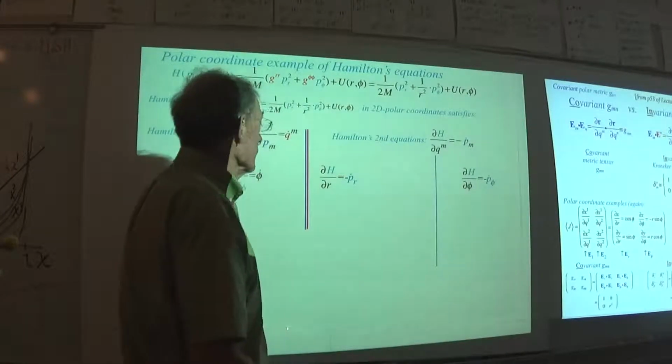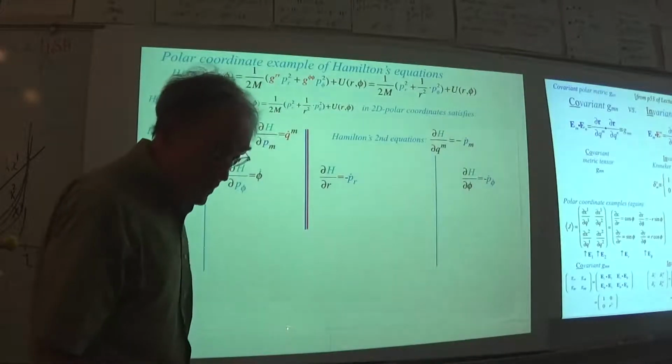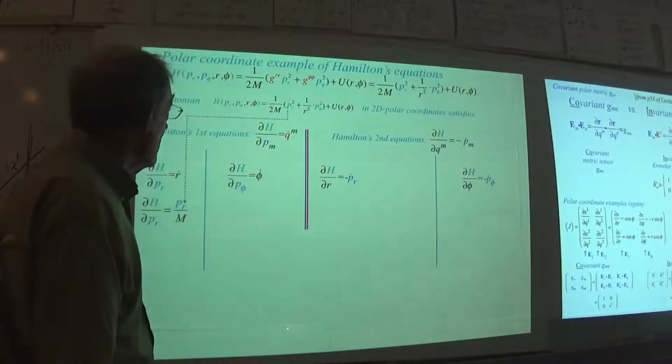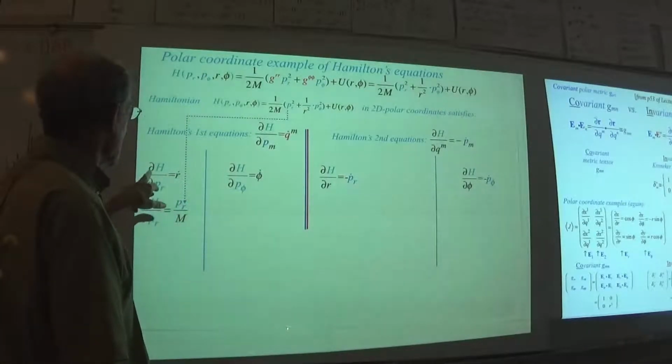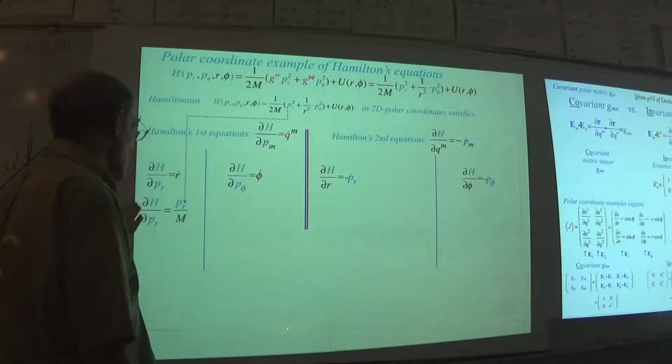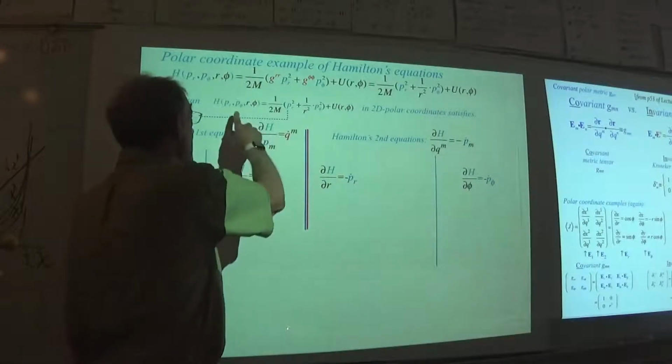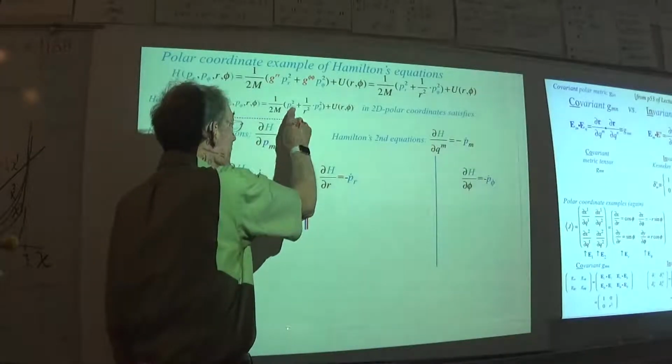Okay, so far all we've got is some nice symbols. So we have to actually do the partial derivative. If we're going to talk about a partial derivative with respect to p_r, then we better write it out. Partial derivative of H with respect to that guy.